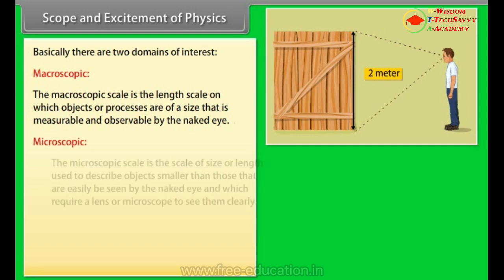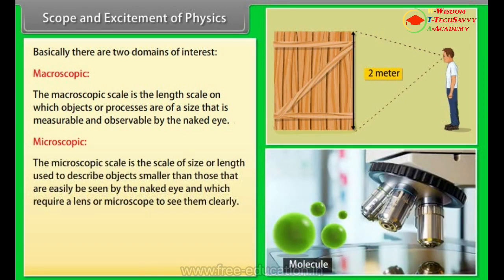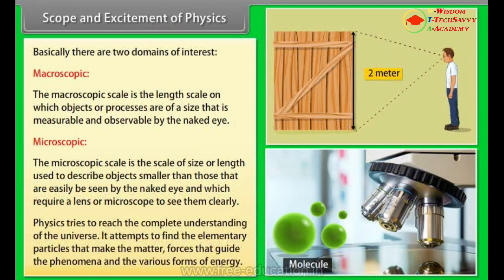Microscopic. The microscopic scale is the scale of size or length used to describe objects smaller than those that can easily be seen by the naked eye and which require a lens or microscope to see them clearly. Physics tries to reach the complete understanding of the universe. It attempts to find the elementary particles that make up matter, the forces that guide the phenomena, and the various forms of energy.